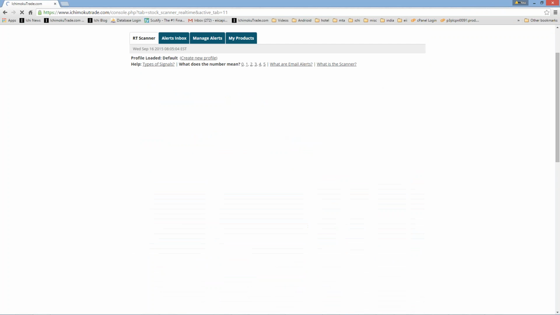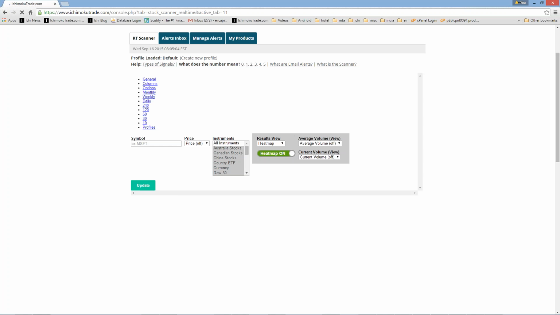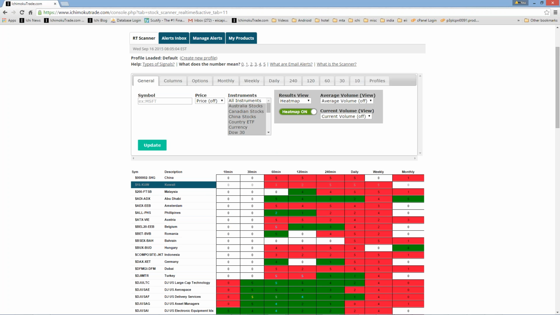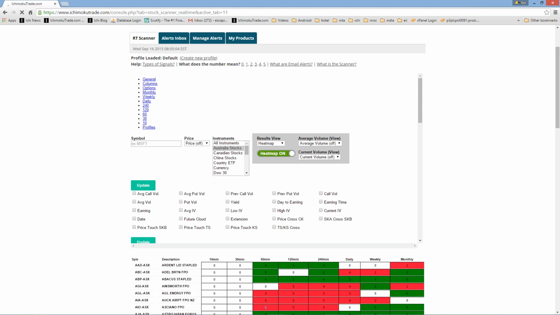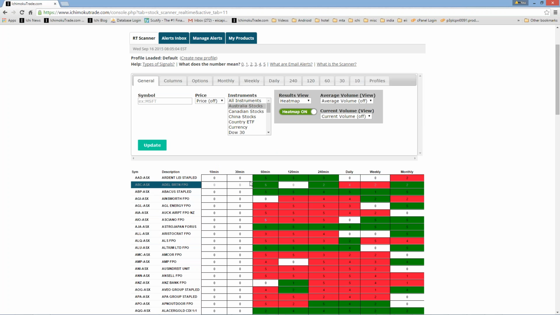So I'm going to turn on the heat map. The heat map does not look at one time frame, but it looks at all the different 7 time frames at one time. And then you could zone in and say, you know what, I want to see the Australian market for the heat map view. And for the international markets, we do not support 10 and 30 minutes. The reason why, they're very sporadic. That's why you have zeros here. But you could see exactly what's going on with every time frame for every instrument in the Australian market.